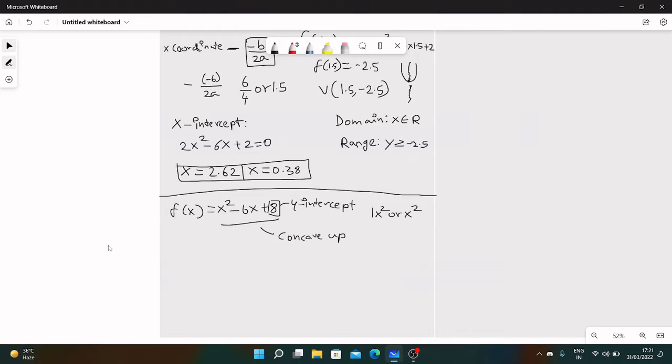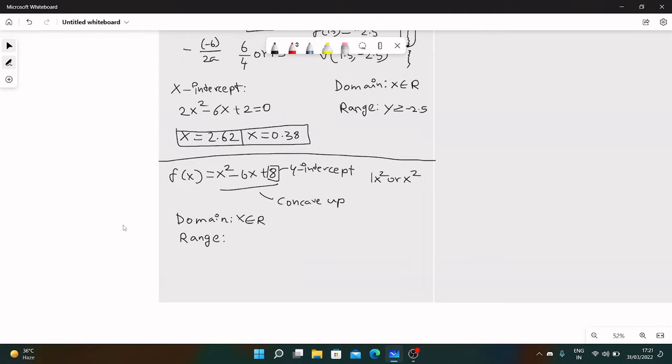We know this, so we can already jump to the domain and range. The value of the domain is going to be x belongs to R, and for the value of the range, we have to wait because we don't know the y-coordinate of the vertex yet. So let's go to the vertex. We need to find the x-coordinate of the vertex first.